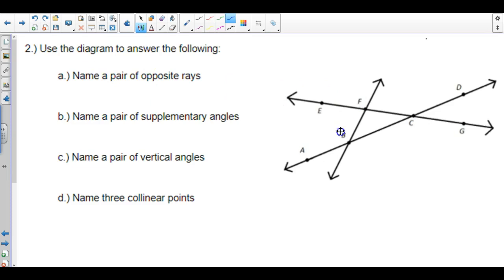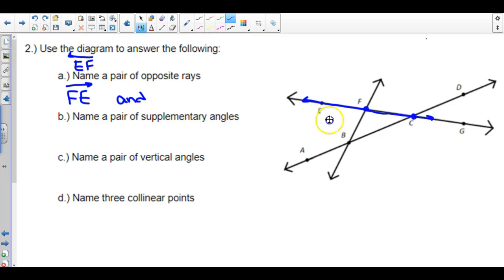First thing I'm going to do is name a pair of opposite rays. So that could be like, okay, let's pretend that F is an endpoint, and I'm going to go in this direction. I would call that ray FE, and I could also call that same ray EF, except if that's the case, notice that E has the arrow and F is the endpoint. I would have to flip my little ray symbol around on the top.